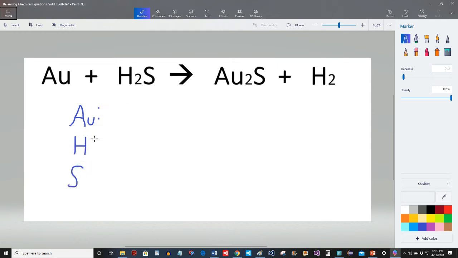And we're going to count how much of each that we have. So this arrow separates the reactants from the products. In terms of products, we're going to have the exact same thing. We're going to have some gold, we're going to have some hydrogen, and we're going to have some sulfur.